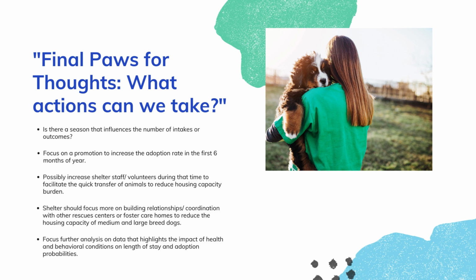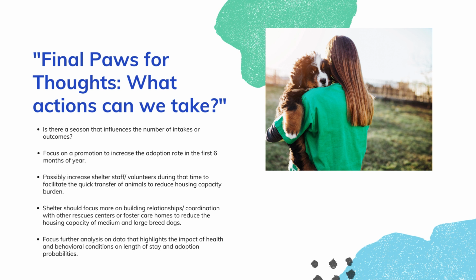Possibly increase shelter staff or volunteers during that time to facilitate the quick transfer of animals to reduce housing capacity burdens. Shelters should focus more on building relationships or coordination with other rescue centers or foster care homes to reduce the housing capacity of medium and large breed dogs.